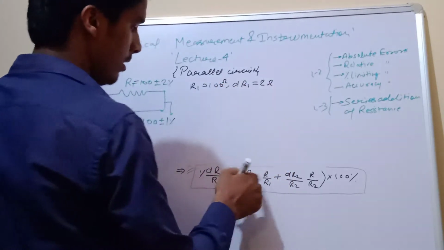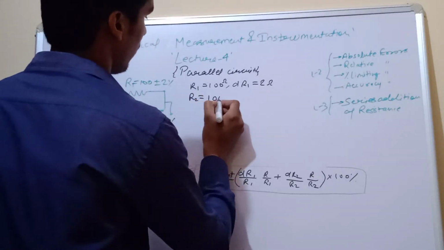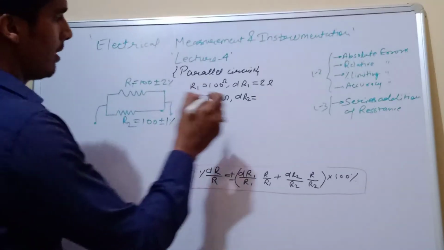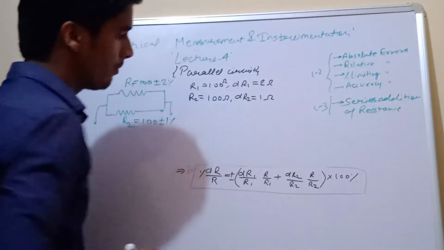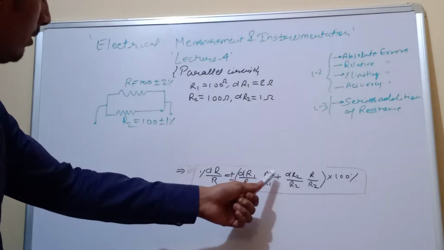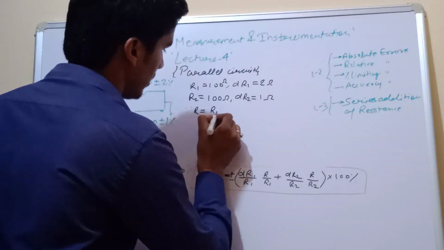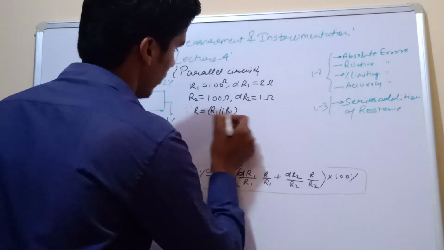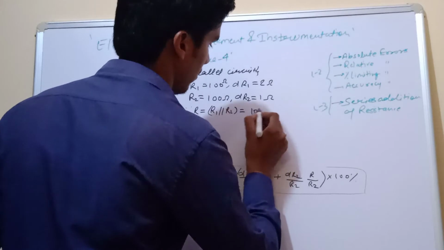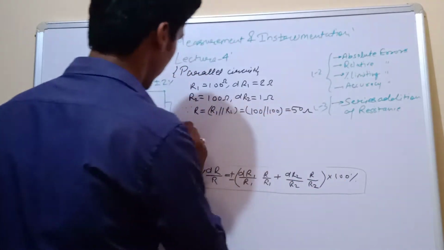R1 is 100 ohm. What is the value of R2? The R2 value is 100 ohm. What is the value of dR2? 1% of 100, that is 1 ohm. dR1 we have got, R1 we have got, R we don't have. What is the value of R? R is nothing, only R1 parallel R2, that means 100 parallel 100. It will be 50 ohm.